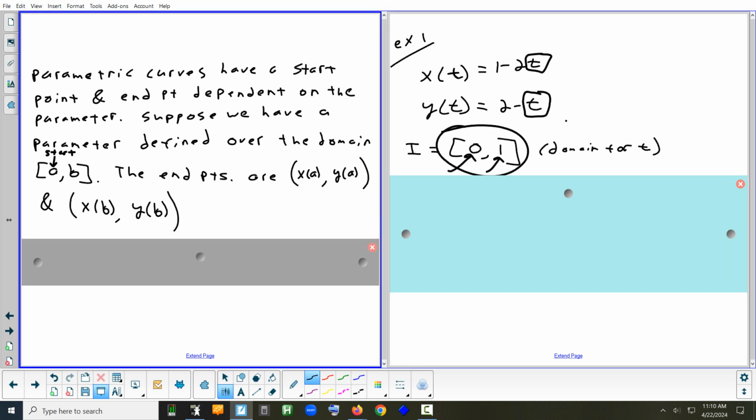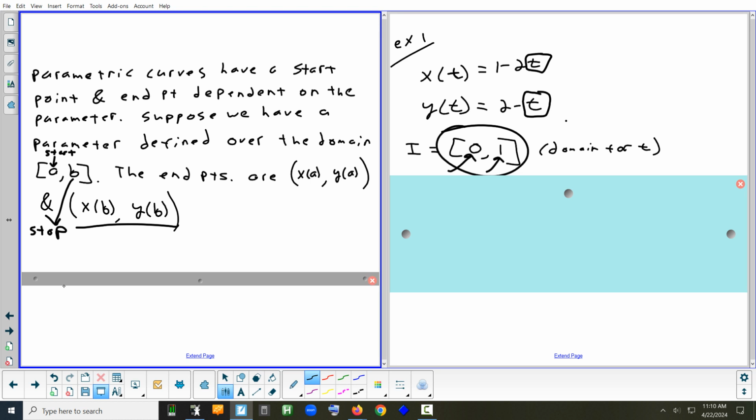To figure out where it stops, that's the second number. You take the second number, you fill it in for t. When you fill it in the top, you'll get the x value. When you fill it in the bottom, you get the y value. So B is where it stops. Well, B tells you the number to plug in to figure out where it stops.